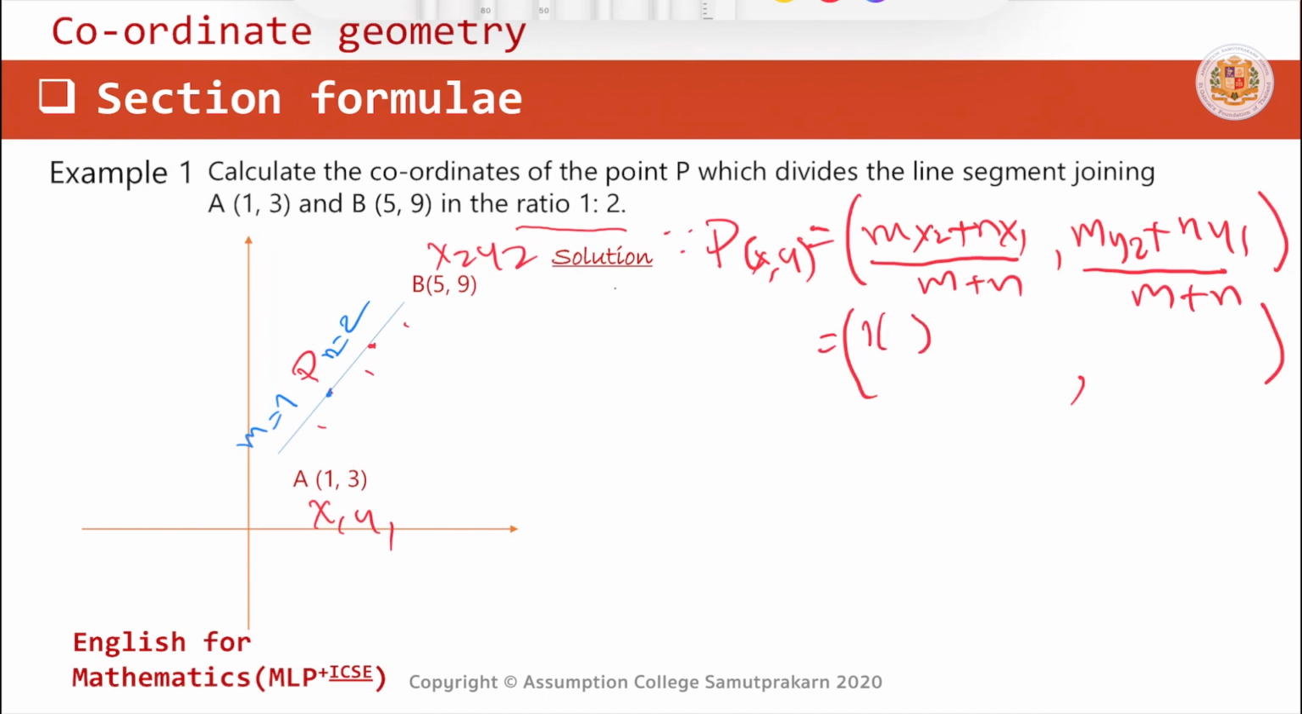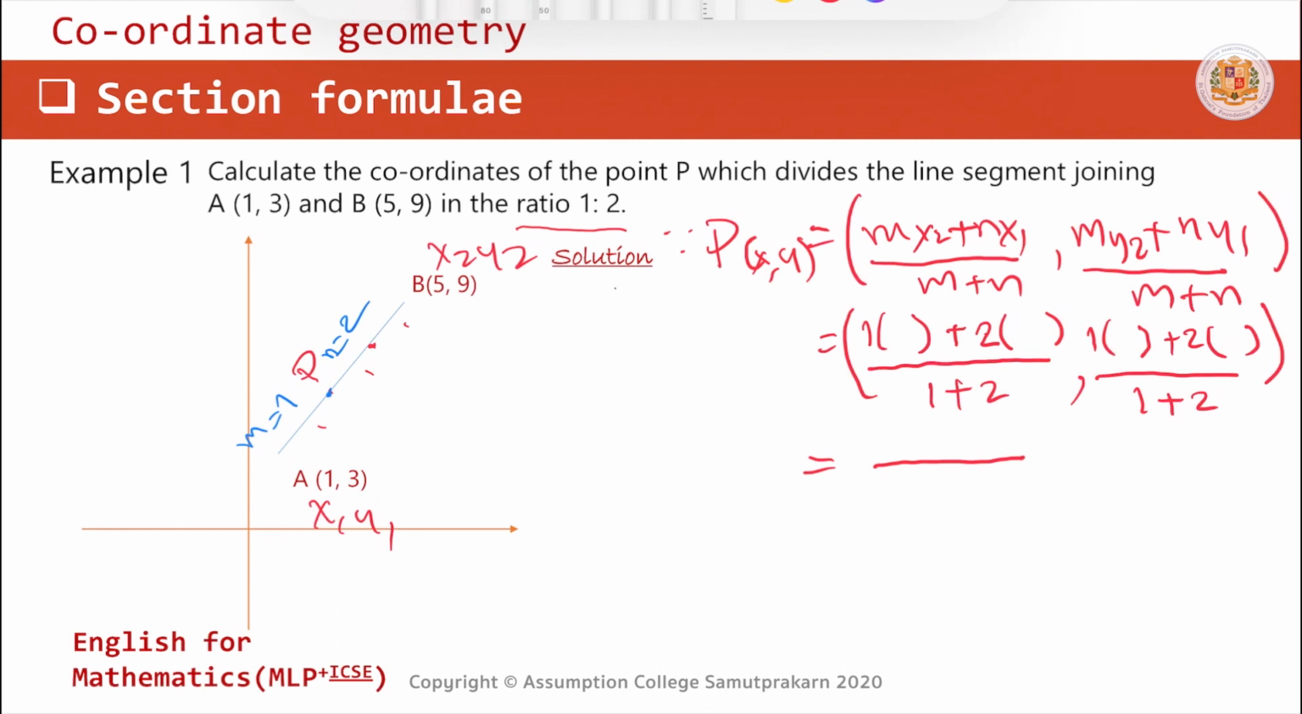x2 we don't know yet, we'll decide it later, plus n equal to 2, right? And then x1, divided by m plus n for the y. So we get m y2 plus n y1 divided by m plus n, whereas m plus n is 1 plus 2. So we now know that down here is going to be 3, and then that will be 3 as well.